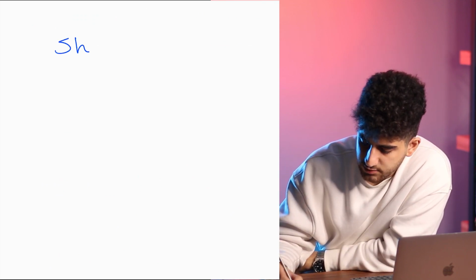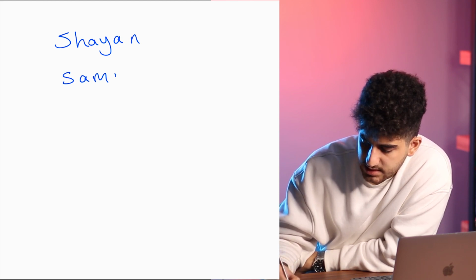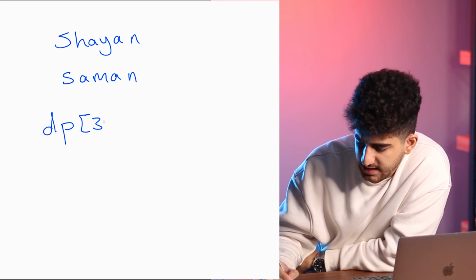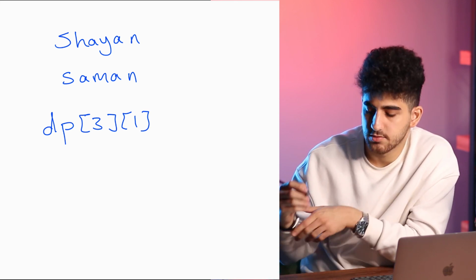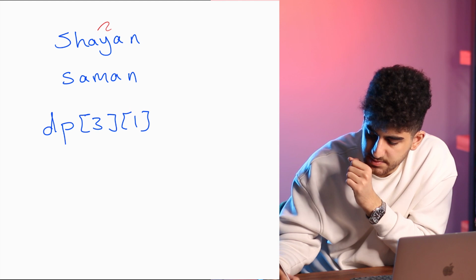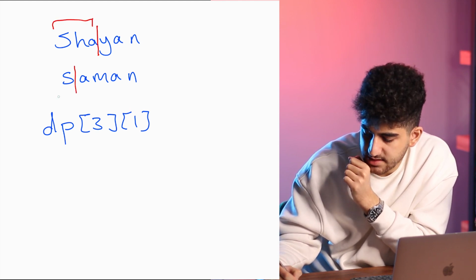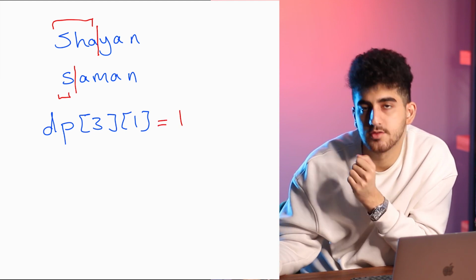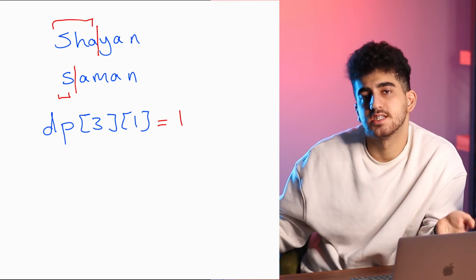Let me first give you an example so that you will completely understand what dp of I and J means. If I find dp of, for example, 3 and 1, it is the length of the longest common subsequence between the first 3 letters of my first string and the first letter of my second string. This is going to be S, so the result is 1. So dp of 3 and 1, for instance, is 1.